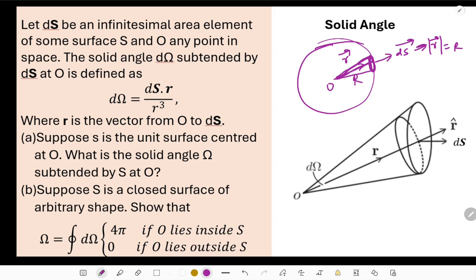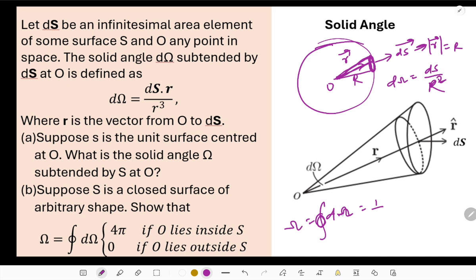So ds and the r vector have zero angle between them. That means they are along the same direction. So d sigma you can write simply as ds upon r square. Yes, the magnitude of vector r is R, so you can write it like this. If you want to find sigma, you need to integrate this d sigma, and this circle represents that we are working with a closed surface, nothing else.